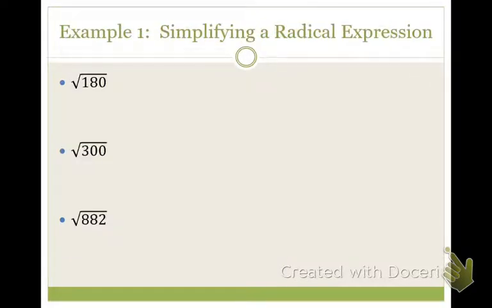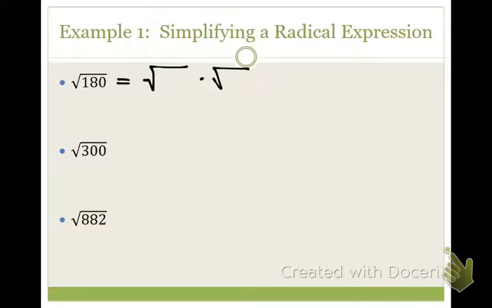So example 1 doesn't necessarily start off with the easiest numbers, does it? Square root of 180. Is 180 a perfect square? No, it is not. But it is not in simplest form because there are factors of this number that are perfect squares. So here's my goal. I need to break up 180 into a perfect square factor multiplied by some other number. I've got to figure out what it's going to be.